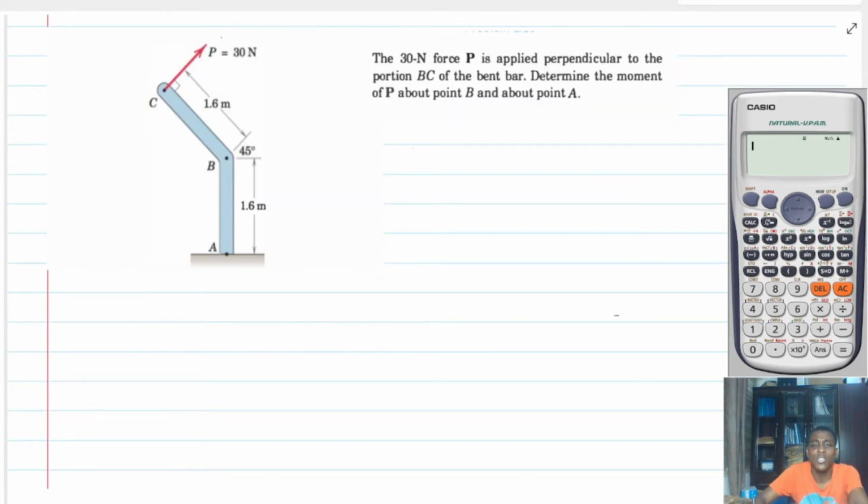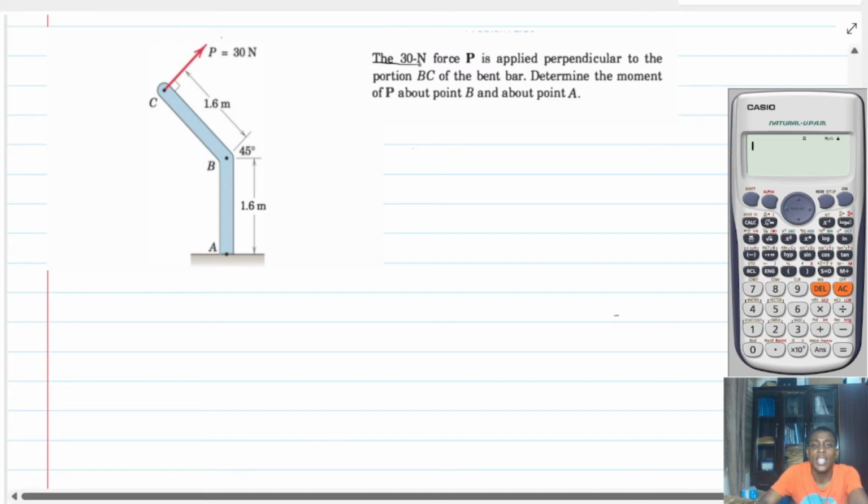All right, so let's solve this problem. Let's look at this problem. So the 30 Newton force P is applied perpendicular to the portion BC of the bent bar, and we are to determine the moment of P about point B and about point A. All right, so moment about point B is going to be simple because, you know, the force P is applied perpendicular. So with that one, we don't have to waste much time here.